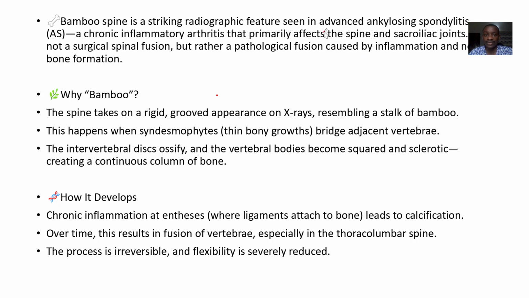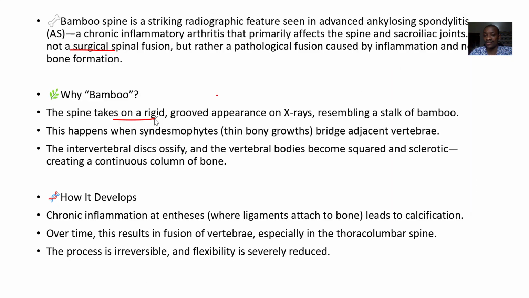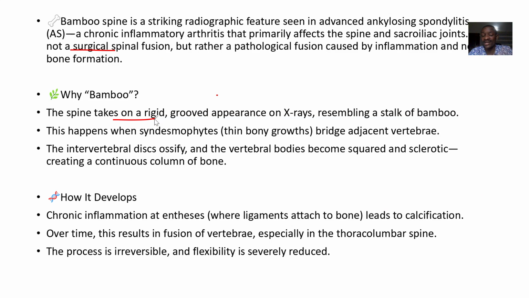Alright, so it's seen in what? Advanced ankylosing spondylitis. That's a chronic inflammatory arthritis that primarily affects the spine, the sacroiliac joint. So it's not a surgical spine fusion, but rather a pathological fusion. Once you see this, know that this person was affected by inflammation. Do you understand? So why bamboo? The spine takes a rigid grooved appearance on X-ray, resembling a bamboo stick, just like I explained. Hence the name.